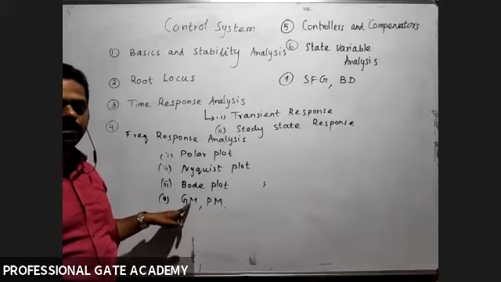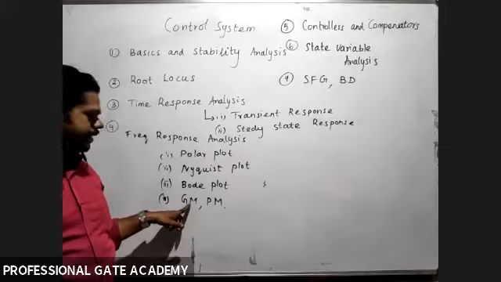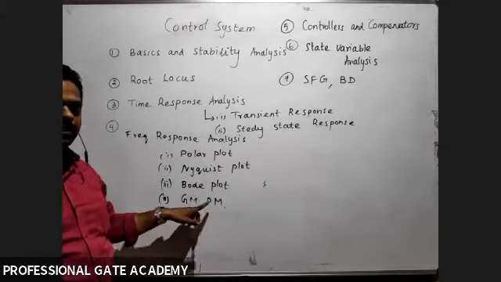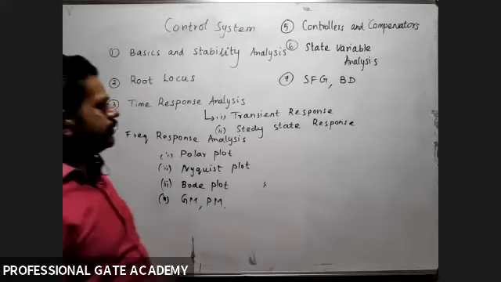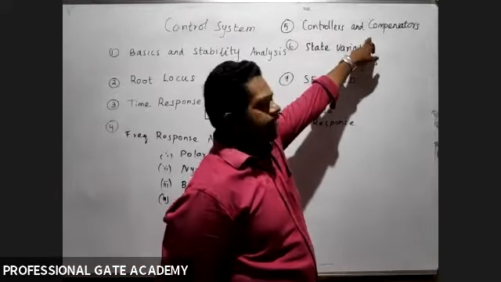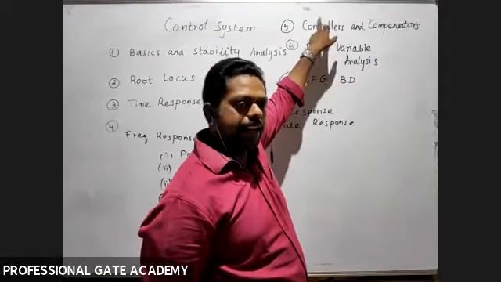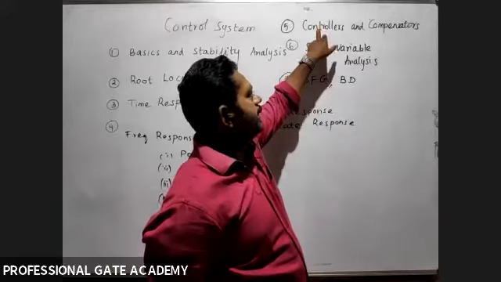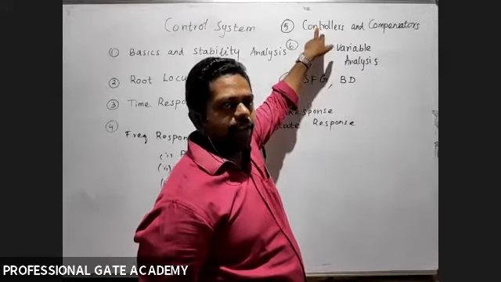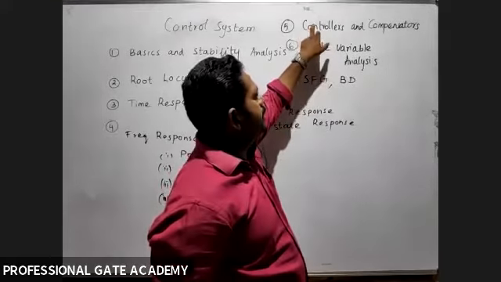What does relative stability mean? To compare the stability of two different systems, we use the relative stability analysis concept. Then fifth topic, controllers and compensators. In controllers we have proportional controller, integral controller, derivative controller, PI controller, PD controller, and PID controller. All the controllers we have to discuss.